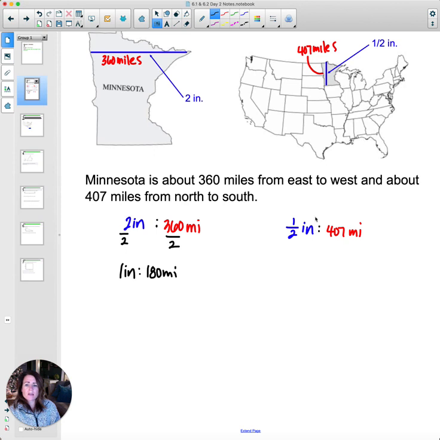So for this next one, we're at 1/2 of an inch. So divide by 1/2, or multiply by 2. Each 1/2 inch is 407 miles, so 2 of those pieces gives you 1 inch, which would be 814 miles. So every inch on this diagram is 814 miles. Often you'll see a scale with that first number as a 1.